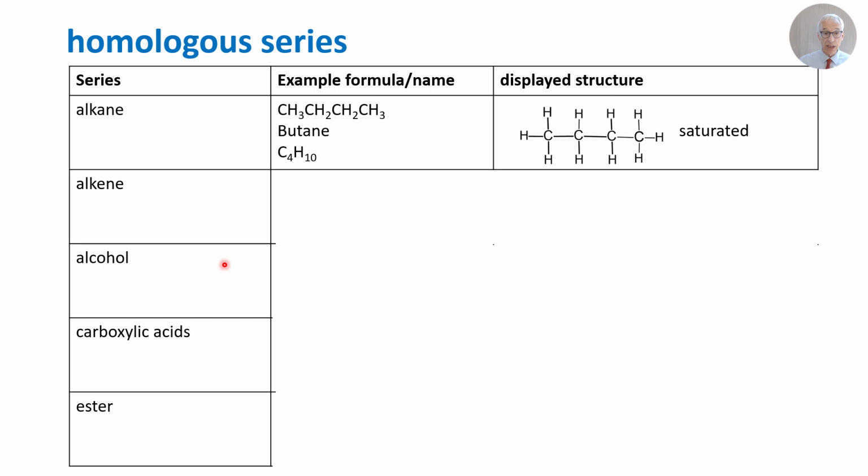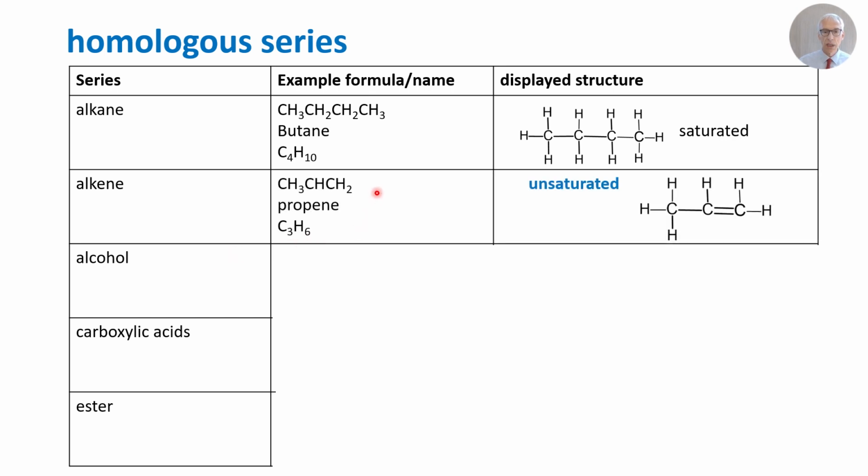If we now look at an alkene, propene, 3 carbons, hence prop, and ene telling us it's got a carbon-carbon double bond. So 1 carbon-carbon double bond, which means it's referred to as unsaturated. How would we write the structural formula? CH3, CHCH2. Its molecular formula, C3H6.